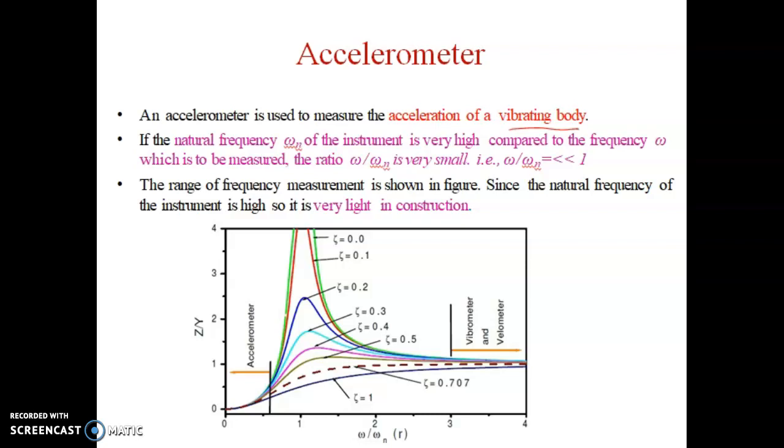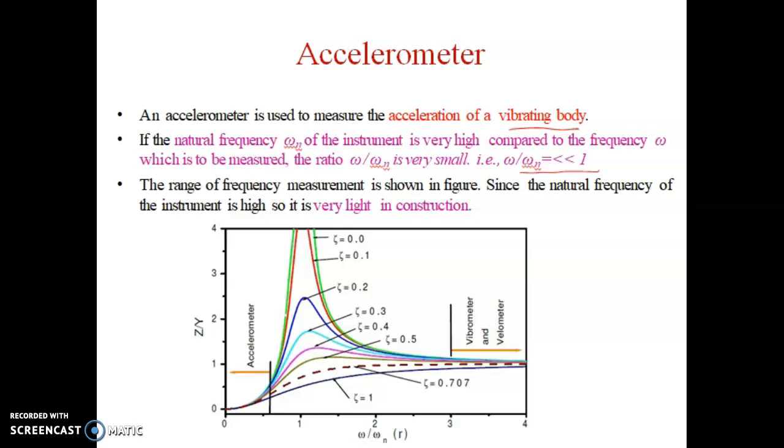And we know that the accelerometers are known as high frequency instruments. So the natural frequency omega n of this instrument is very high compared to the frequency omega which is to be measured. So the ratio omega by omega n, otherwise known as r, is very small. It is smaller than 1.